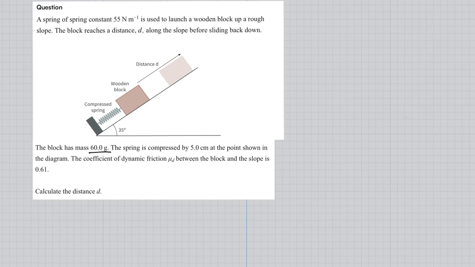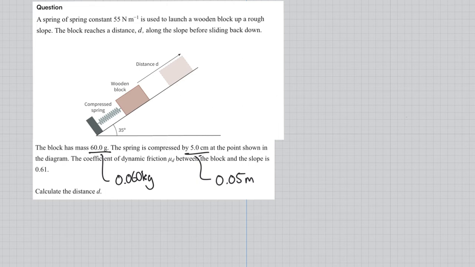A few things we need to do first is we're simply going to write some values in SI units. So 60 grams is going to be 0.060 kilograms. 5 centimeters is going to be 0.05 meters. And everything else looks good. Coefficient of dynamic friction is unitless. And then spring constant k is 55 newtons per meter.